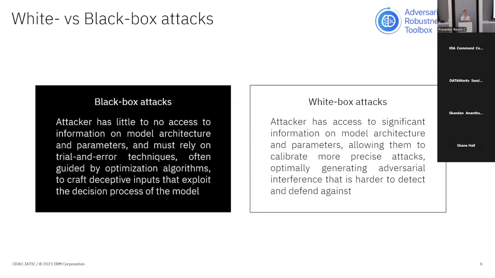Quick vocabulary check. A black box attack is an attack in which nothing is known by the attacker about the model's architecture or parameters. And a white box attack is one in which the attacker does have familiarity with the model's architecture and parameters. Typically, white box attacks are harder to defend against, but also still possible to defend against.